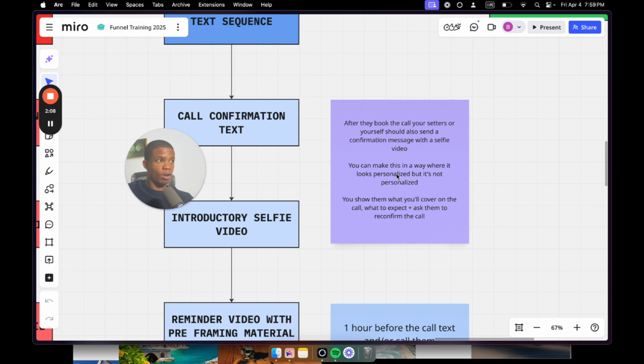You need to record a selfie video like this at your workspace, just explaining to them, hey, just trying to get you to reconfirm the call, and here's what we're going to go over on the call. Here's why you should come on, and also list these incentives. This is what you're going to get when you come on the call. You're going to get these free resources. You're going to get this checklist. You're going to get all of this stuff. This is why you should come on the call.